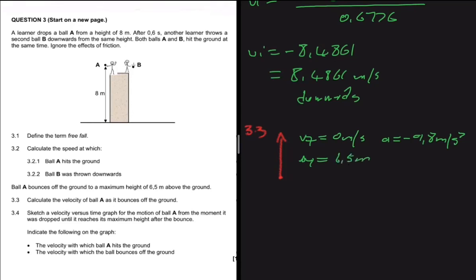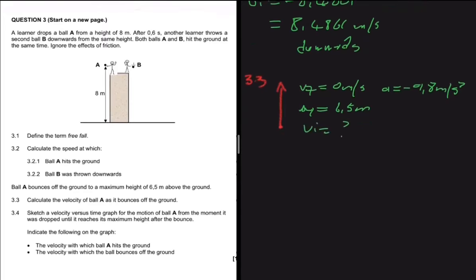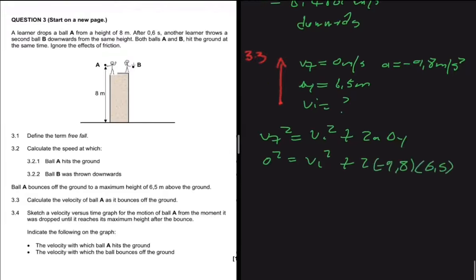And what are we looking for? We're looking for VI, right? So from the variables we have here, it should be easy to see that we can say that VF squared is equal to VI squared plus 2A delta y. So what is VF squared? That is 0, maximum height. And then what is VI? It's what we're looking for. And then plus 2a, minus 9.8, and then delta y, that is 6.5, right? So if we make VI the subject of the formula, we're going to get minus VI squared being equal to 2 multiplied by minus 9.8 multiplied by 6.5.